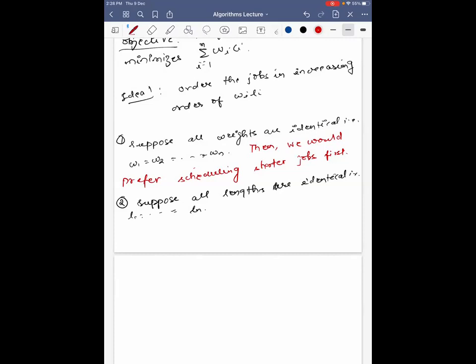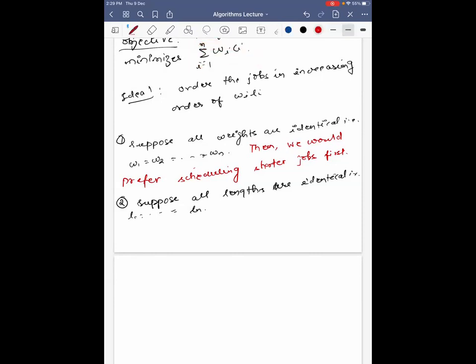Let's say every job has length 1. So, in decreasing order of W, right? Because we would want the job with a shorter completion time to be associated with shorter weight, and jobs with longer completion times to be associated with shorter weights, right? Because we want to minimize our objective function.